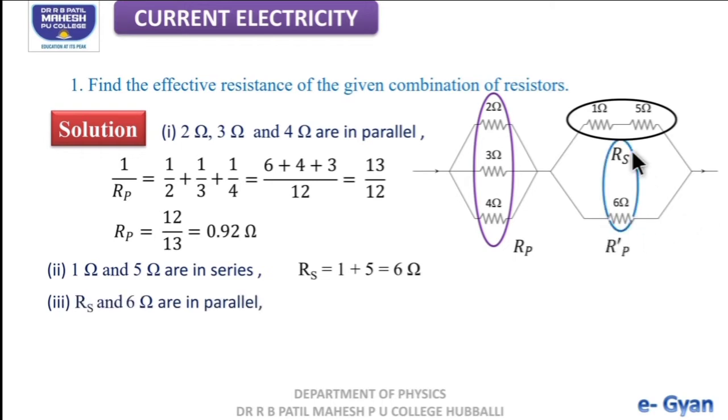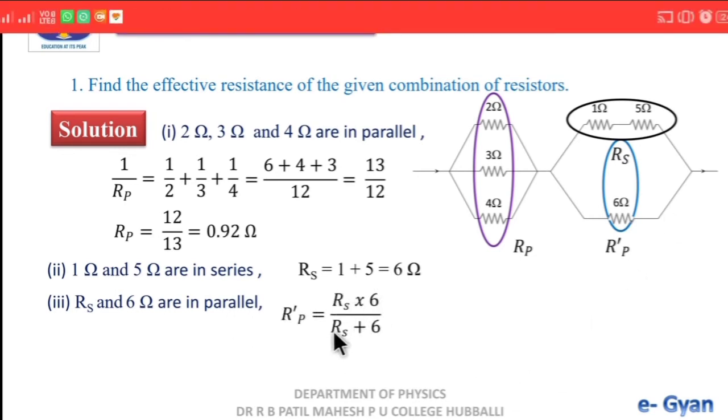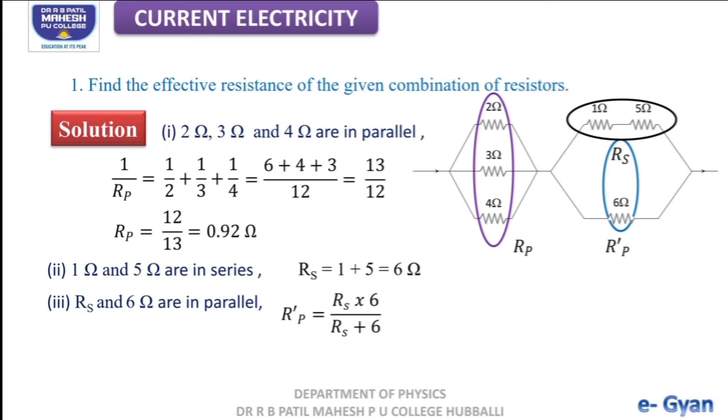Rs and 6 ohm are parallel with each other. Hence, the equivalent resistance of this combination is given by Rp dash. That is, Rp dash is equal to Rs into 6 divided by Rs plus 6, that is equal to 6 into 6 divided by 6 plus 6. After simplifying this, we get 3 ohm.